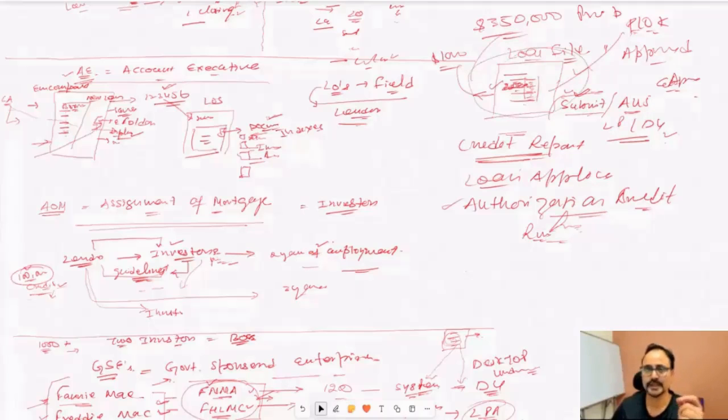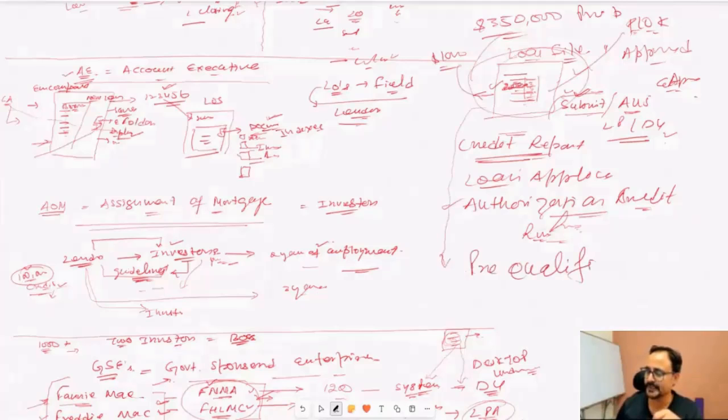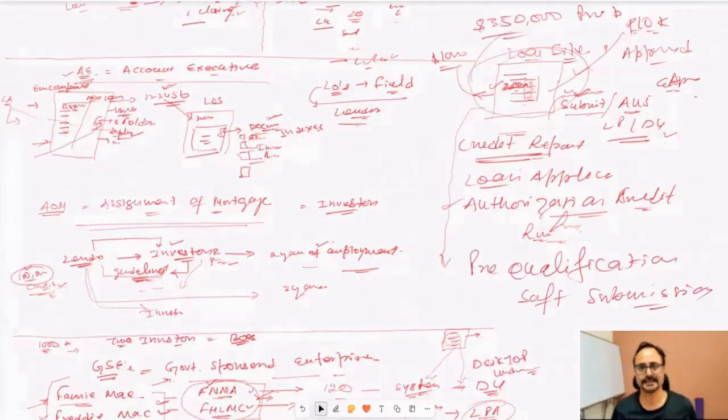Right? So here what I'm doing, I'm not approving the loan. I'm checking your eligibility, how much loan you can go for. Does that make sense? This entire process that we have discussed is called pre-qualification. In some lenders, it is called soft submission, because we didn't collect any document other than the credit report.